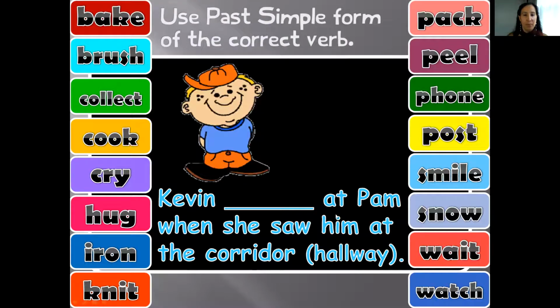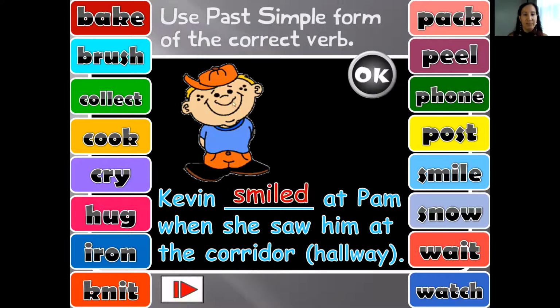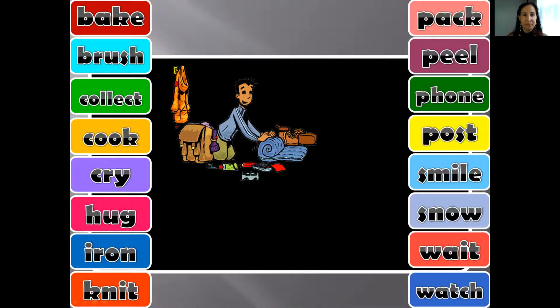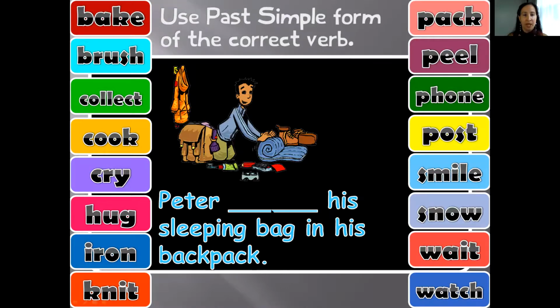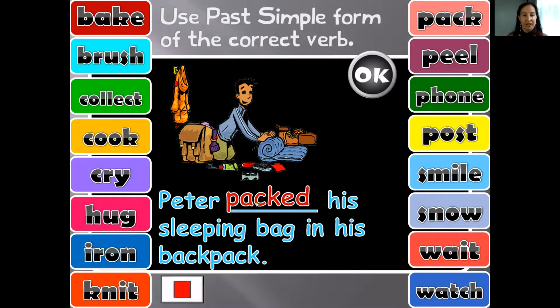Kevin blanked at Pam when she saw him at the corridor. Another word for corridor is hallway. Kevin, smile turns into smiled. See the big smile? Peter blanked his sleeping bag in his backpack. Peter, what is he doing? Pack turns into packed. Let's repeat. Packed. Not packed, packed.